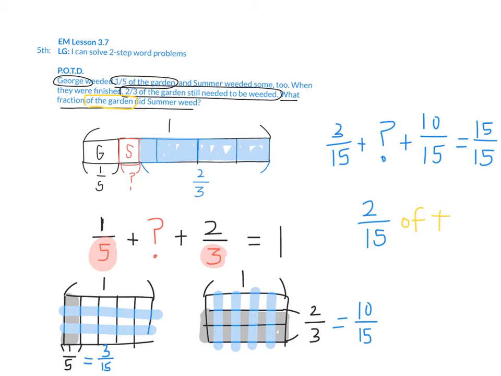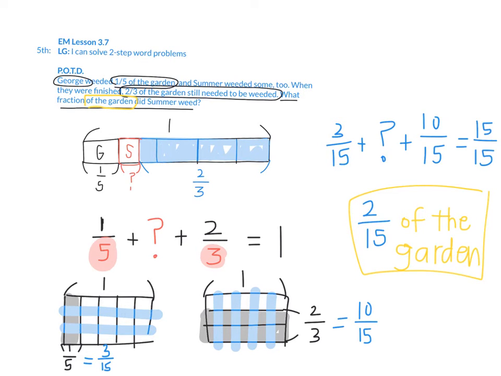Okay, and I'll give you a hint. Oftentimes, most of the time when we're working with fractions, the unit is going to start with the word of. 2/15, because a fraction has to be a fraction of something, right? So what is it of? Read the question. In this case, it's of the garden.